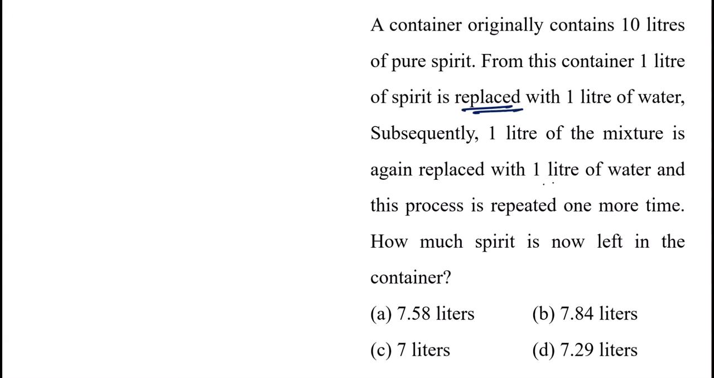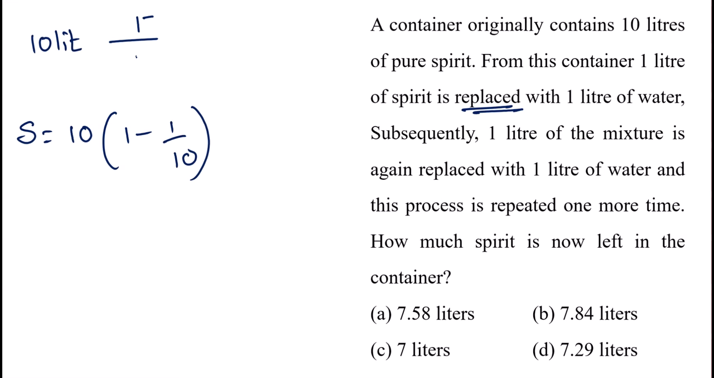First, you have to remove and replace. If this type of question comes, I'm giving you the shortcut way directly. I'm not going in depth right now as time is not permitting. If you read the question, originally 10 liters of spirit is there. Spirit is initially 10 liters. Then you are removing 1 liter and replacing it with 1 liter of water. You removed 1 liter out of the total 10, then added 1 liter of water. Then subsequently, again 1 liter of mixture is removed.